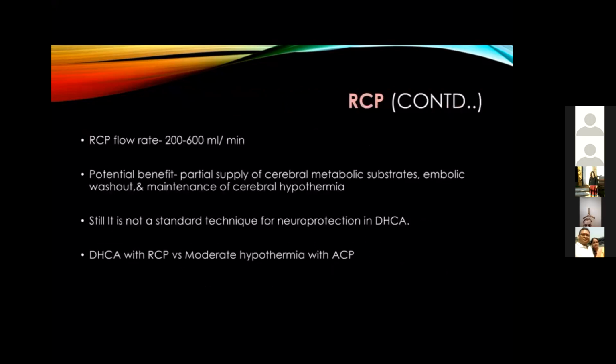Now, the RCP flow rate should be 200 to 600 ml per minute. Potential benefits of the RCP are partial supply of cerebral metabolic substrate, embolic washout, and maintenance of cerebral hypothermia. Still, it is not a standard technique for neuroprotection in DHCA. So there is a balance between DHCA with RCP versus moderate hypothermia with ACP. Lots of debate about which path we should take, which is a better modality. But nowadays, people are going more towards moderate hypothermia with ACP.